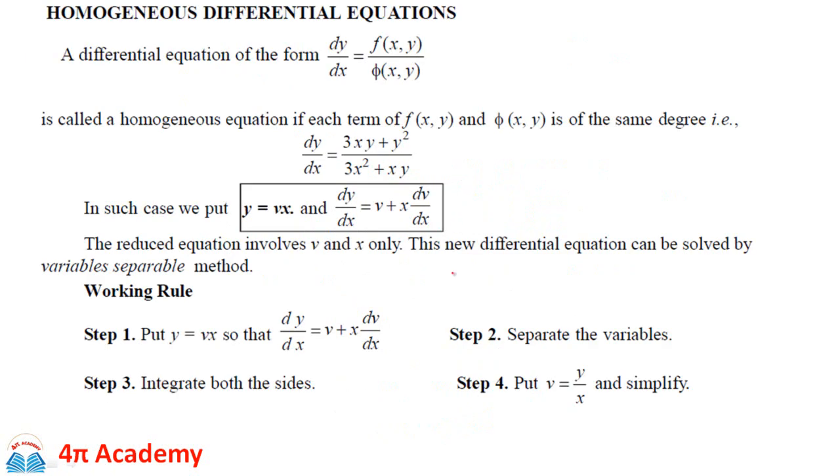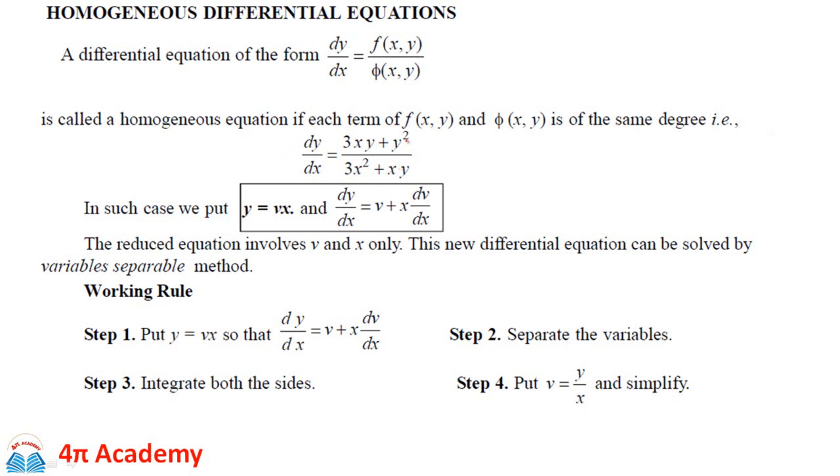Then the next is a homogeneous differential equation. A differential equation of the form dy by dx is equal to f of xy upon phi of xy is called a homogeneous equation if each term of f of xy and phi of xy is of the same degree. For example, if I have a differential equation such as dy by dx is equal to 3xy plus y square upon 3x square plus xy.